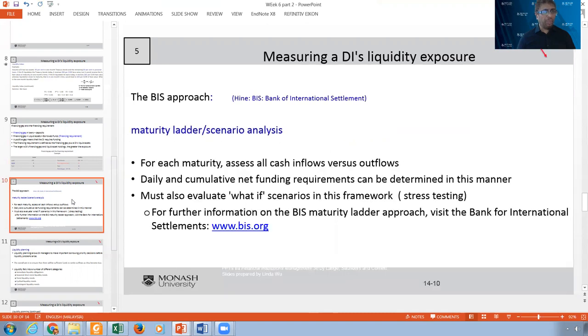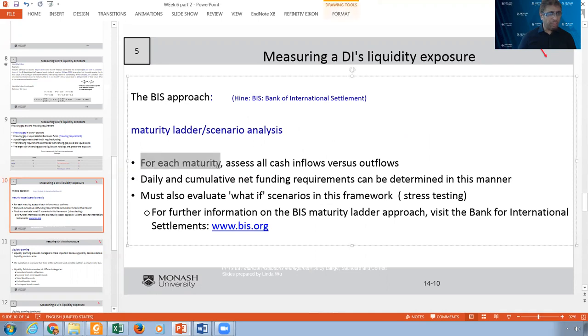Okay, let's go to this, the BIS. For the BIS, there is no calculation. It's a maturity ladder. So for each maturity, maybe you take 1 to 30 days, maybe you take 1 to 3 months. For each maturity, you have to assess, depending on how many maturities you have. You can have it as 1 to 3 months, 3 months to 6 months, 6 months to 1 year, 1 year to 2 years. It's up to you.